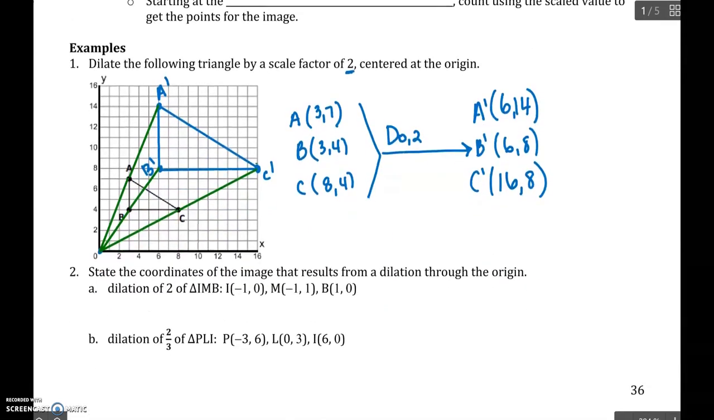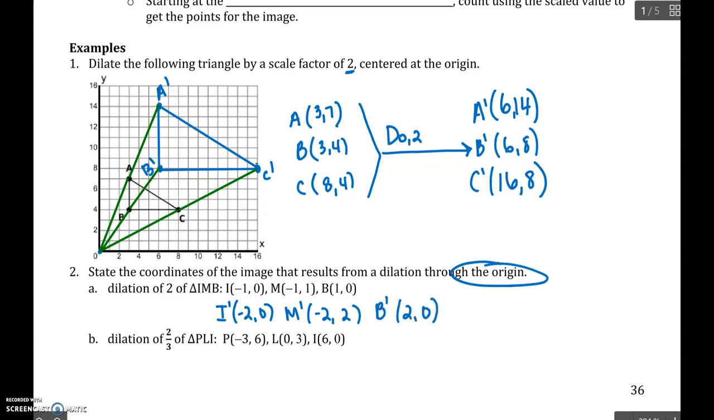Alright, if we do the rest of this page here, if we're dilating by 2 for these triangles, again, all we're doing, because we're dilating through the origin, is multiplying each of the coordinates x and y by 2, and these are the answers that we are getting. And then the same thing for this.